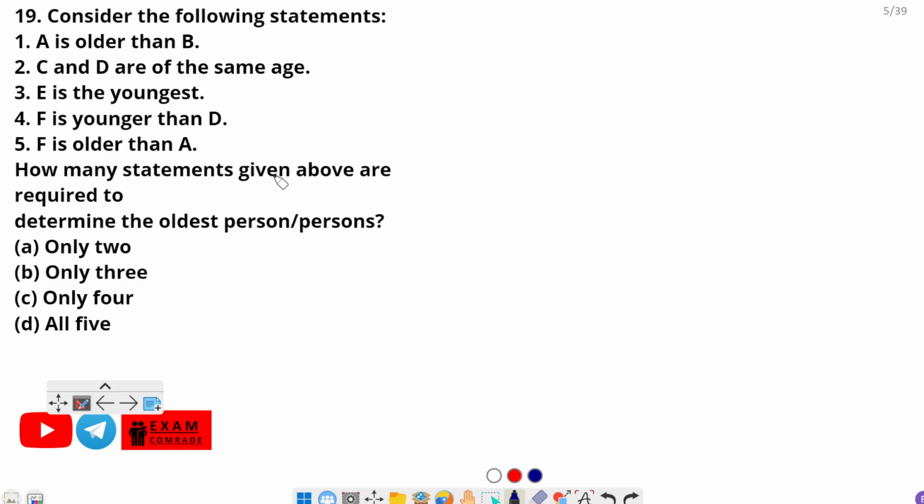Next question is: A is older than B. There are 5 statements given. This question is of data sufficiency. How many statements are required to conclude? Okay, A is older than B. This is the first statement. E is the youngest.